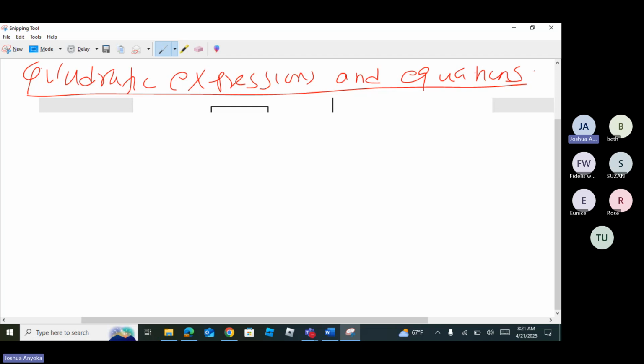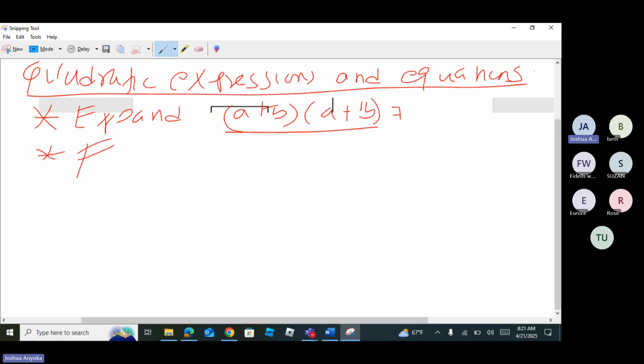What are we going to do in this case? One, we are supposed to know how to expand (a + b)(a - b). What do you get? We know how to expand something of this kind. But two, we are supposed to know how to factorize. If we factorize the expression ax squared plus bx plus c, what do you get? It's like we are coming back to this one.